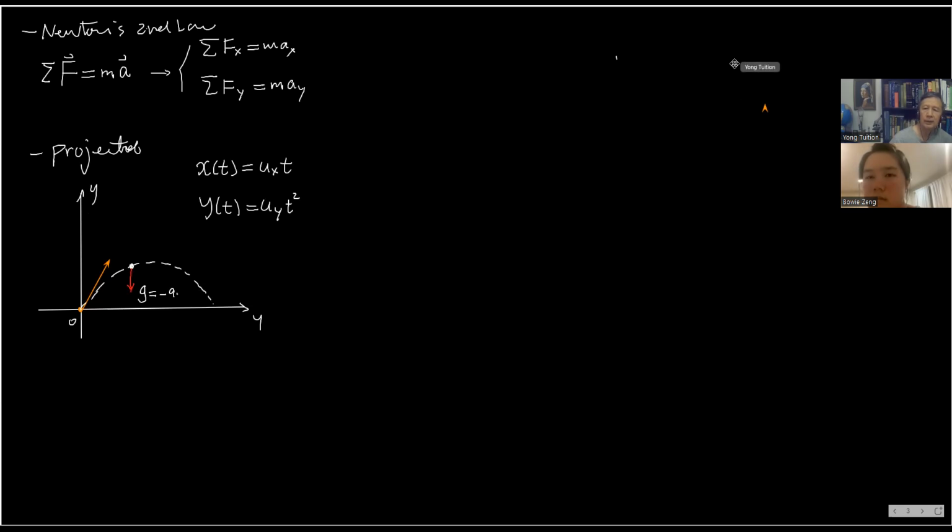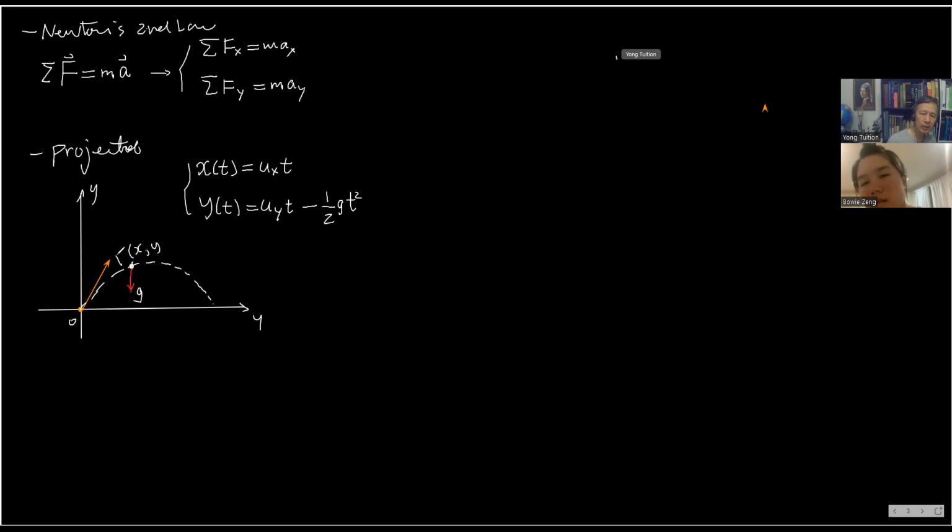This is 9.8. Sorry, acceleration negative. I just read the formula. Can you see the negative sign here? The negative sign means that this g is opposite to the y direction. Can you follow me? Yes. So this formula is applied for any position. Can you see? It's very useful.